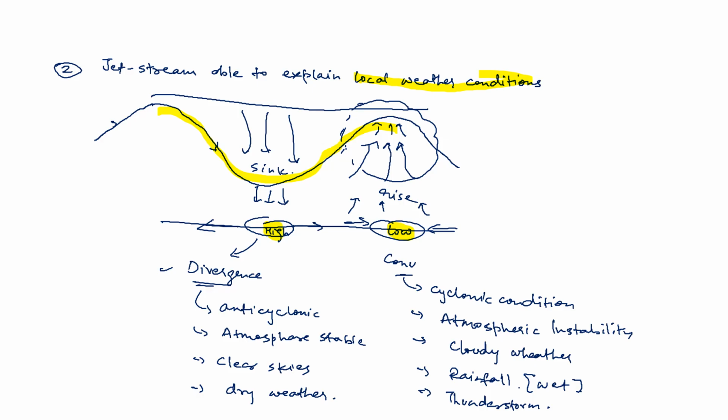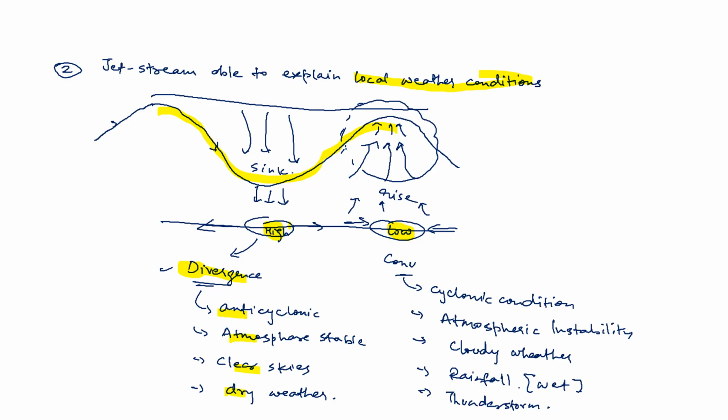So what is the impact of these convergence and divergence centers? For example, divergence centers maintain a high pressure center. A high pressure center means anti-cyclonic condition or atmospheric stability, and the atmosphere remains clear, with no clouds observed.